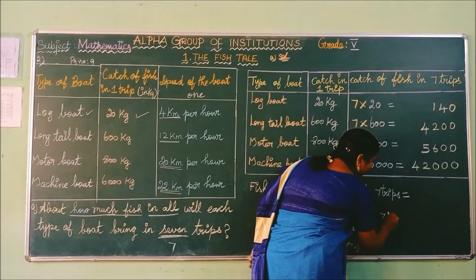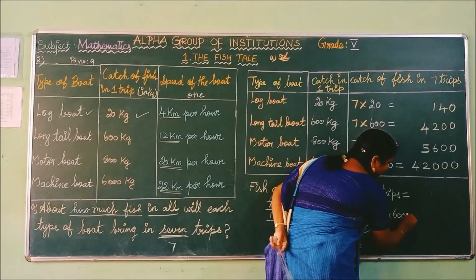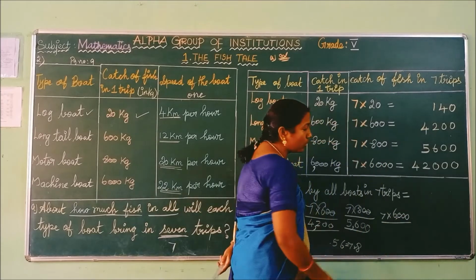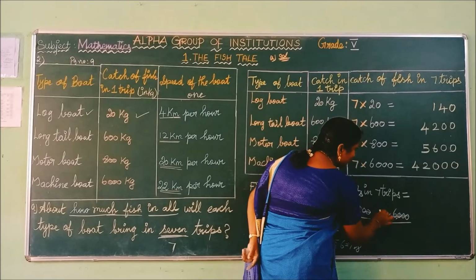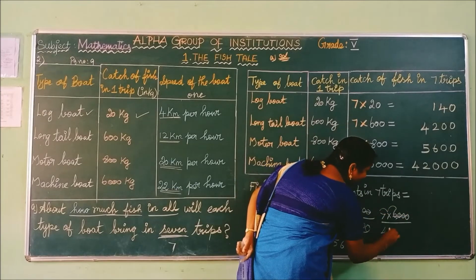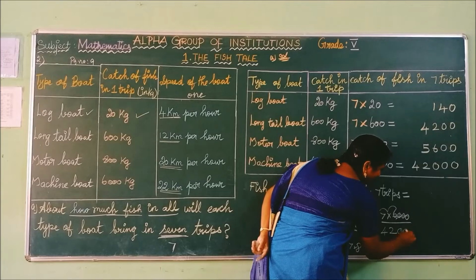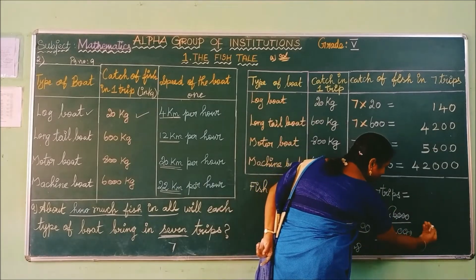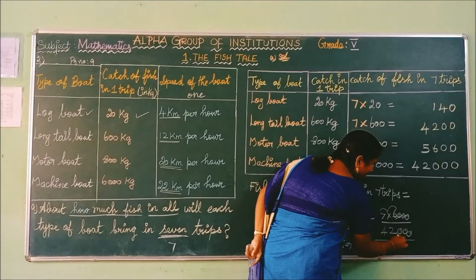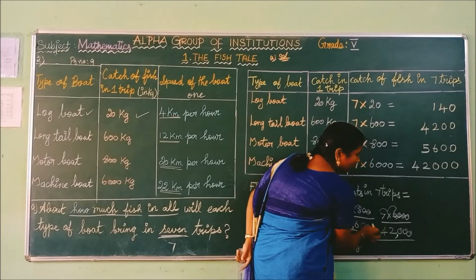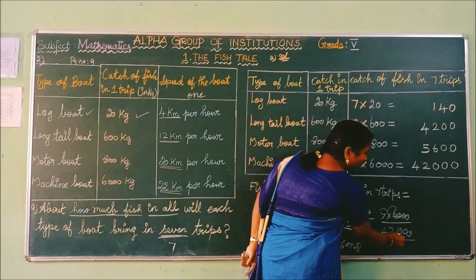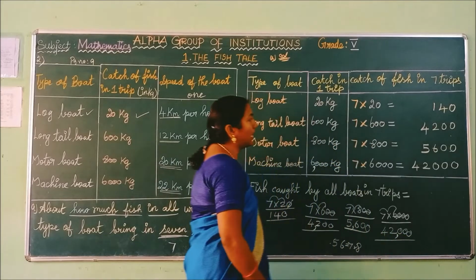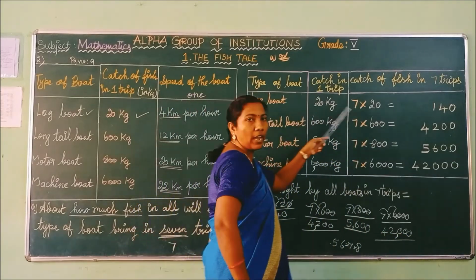7 into 6000. How many zeros do we have? 3 zeros. Forget the zeros. 7 6s are 42. Now add the 3 zeros. How do you place the comma after the 3 digits starting from the right of the number? So 1 2 3. Before that we don't have any number, so you have to stop our comma up to this. Thus we have multiplied all the values.